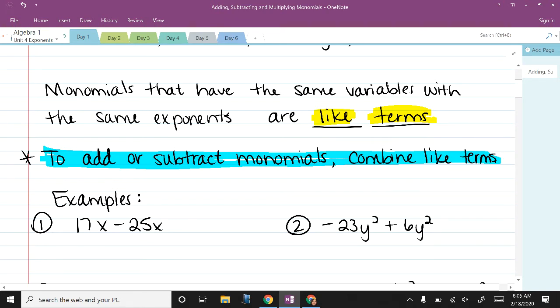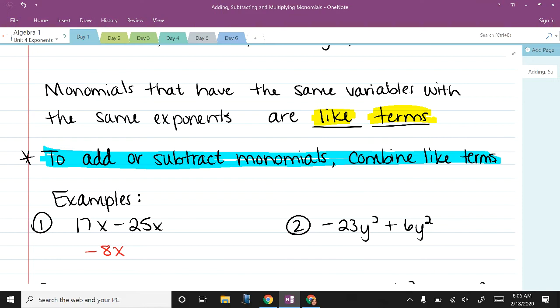17x minus 25x. Now, are these monomials like terms? Yeah, they both just have an x. So when I combine like terms, I just add and subtract the coefficients. So that's a positive 17 minus 25. What is positive 17 minus 25? Negative 8. And when you combine like terms, you leave your variable just like it is. You don't change your variables. You don't put a square on it when you're adding and subtracting. You just combine your like terms and keep it the same variable.